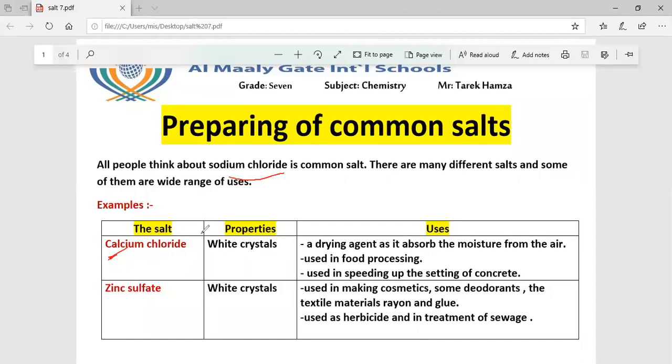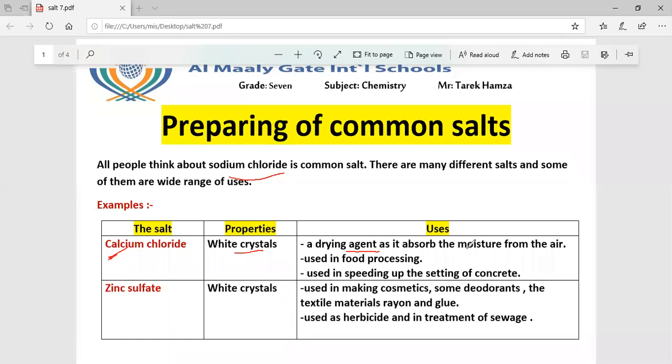Calcium chloride: its property is white crystals. Use: calcium chloride is used as a drying agent. Why? Because it absorbs the moisture from the air.